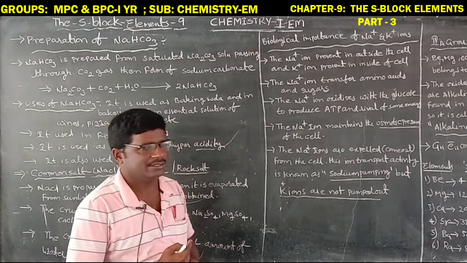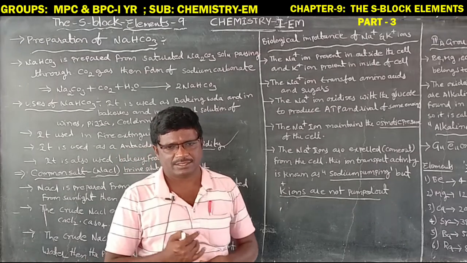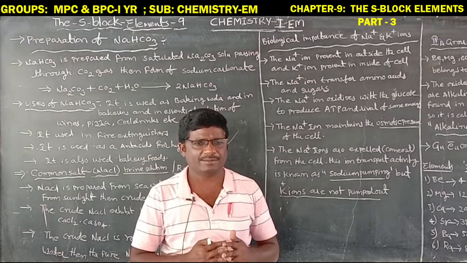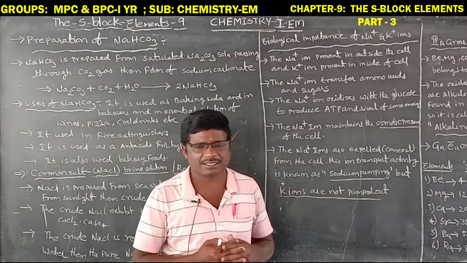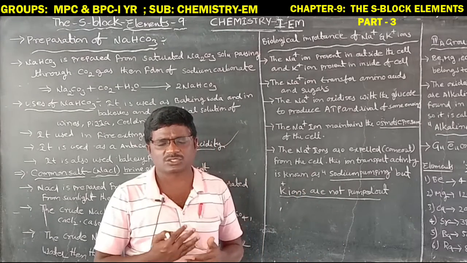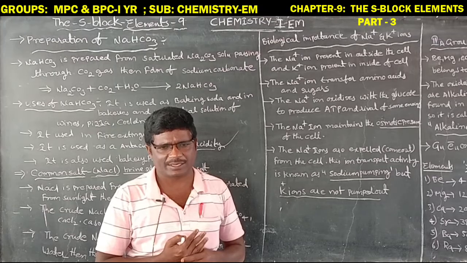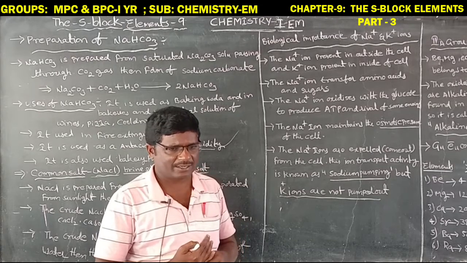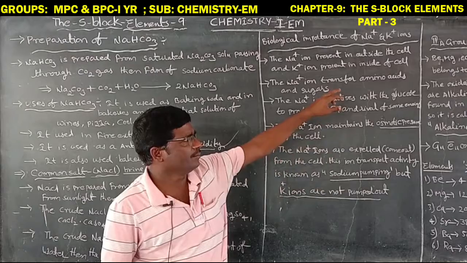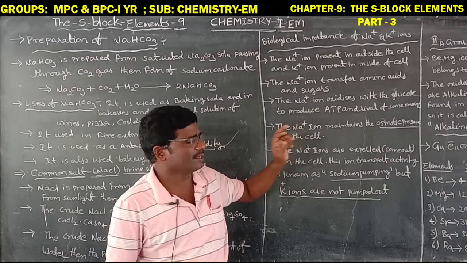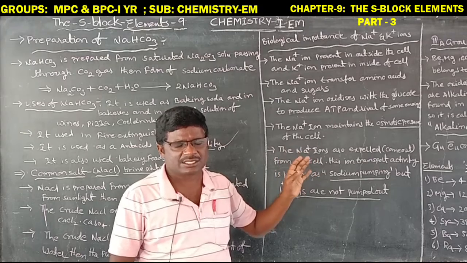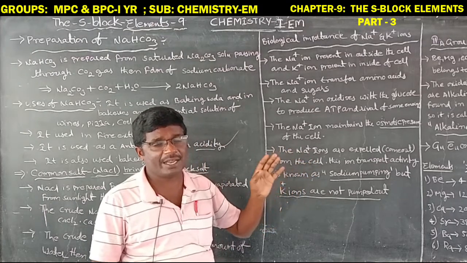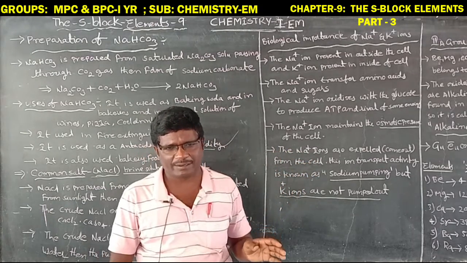Next, another one: the secondary group elements. Here the first group, the alkali metals, is over. Remaining is the secondary group elements, also called the alkaline earth metals. Those are beryllium, magnesium, calcium, strontium and barium, which belong to the secondary group elements.